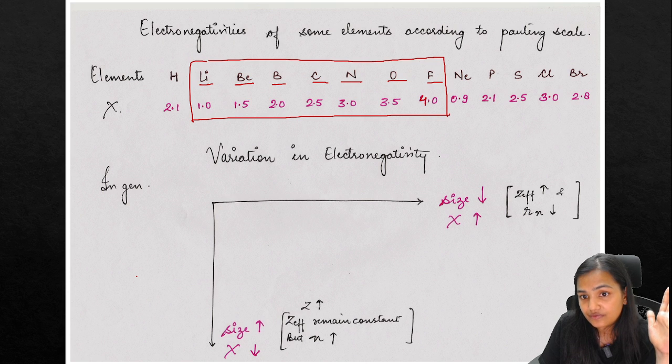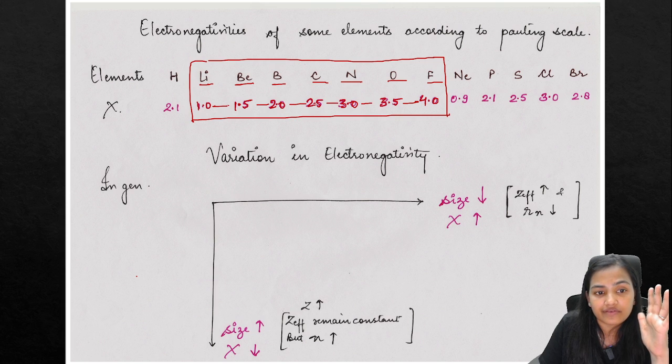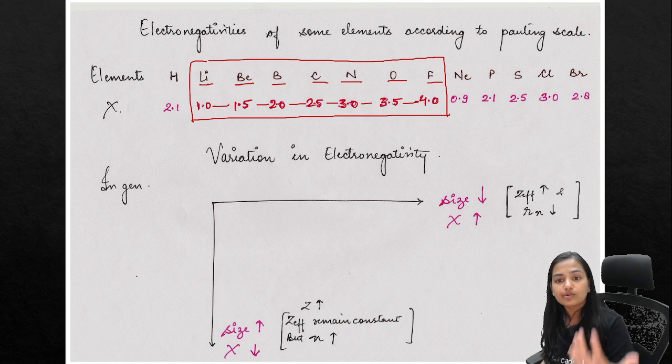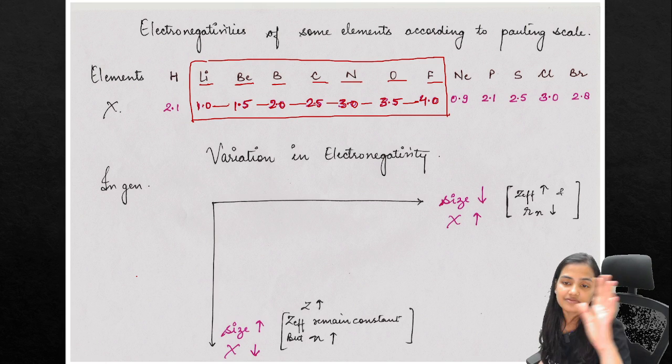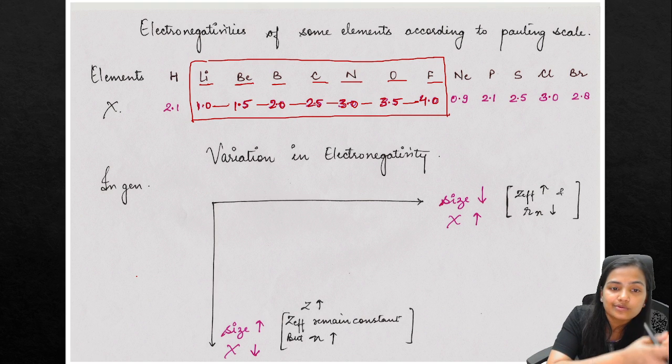So the value for fluorine is 4.0, this is 3.5, this is 3.0, this is 2.5, this is 2.0, this is 1.5 and 1.0. So there is just a difference of 0.5 each time. From a difference of 0.5, we can easily write these values. I would recommend you guys to learn all these values. Okay, it's very simple. 4, 3.5, 3, 2.5, 2, 1.5, 1.